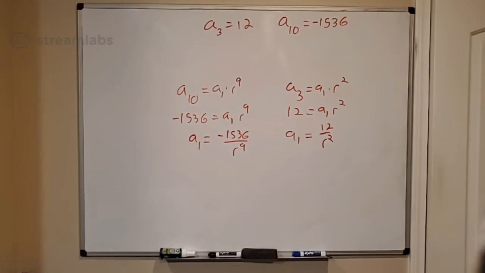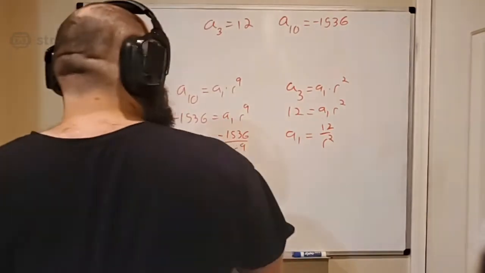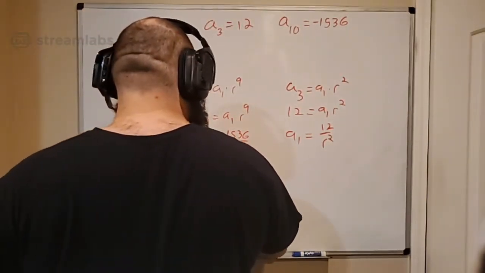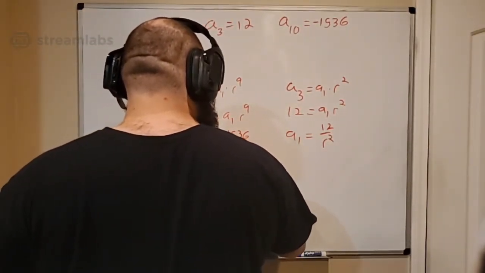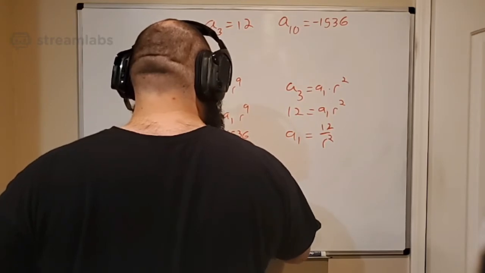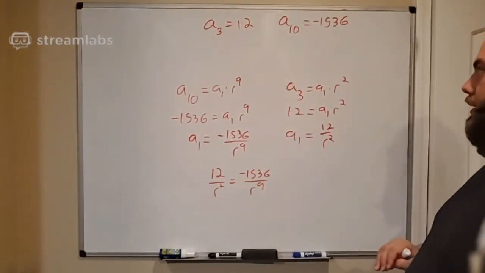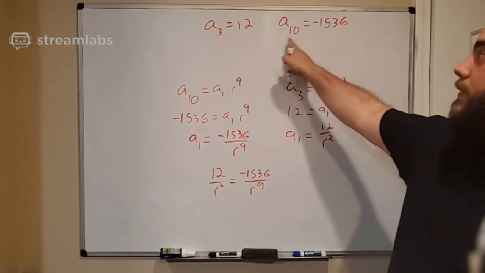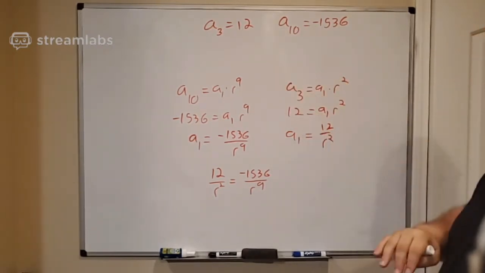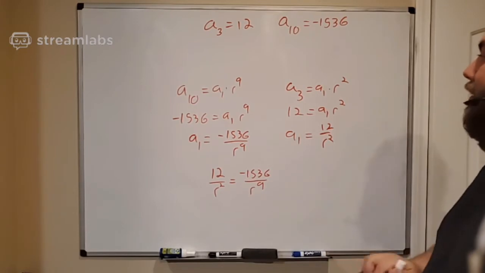Okay, at that point, we can set those two expressions on the right-hand sides equal to each other because they're both equal to A1. So you get 12 over R squared equals negative 1536 over R to the ninth. So once you have your proportion, all of these problems will work the same way if they give you two of the formulas. It's literally the exact same every single time. The only thing that's different is your R exponents will change.